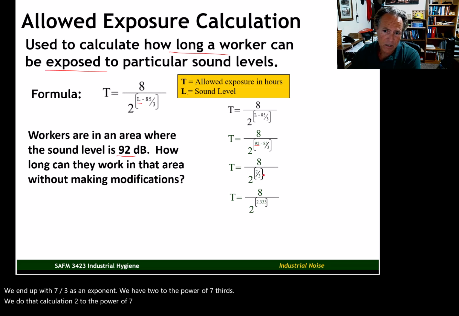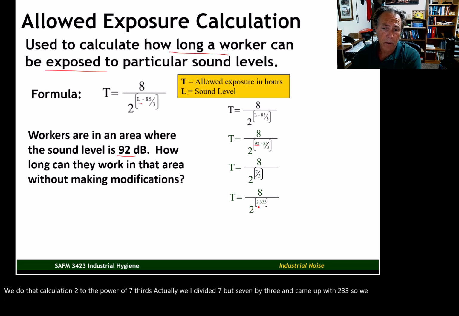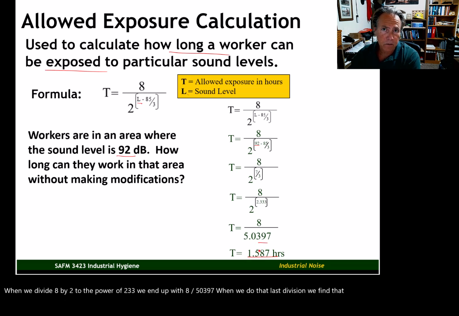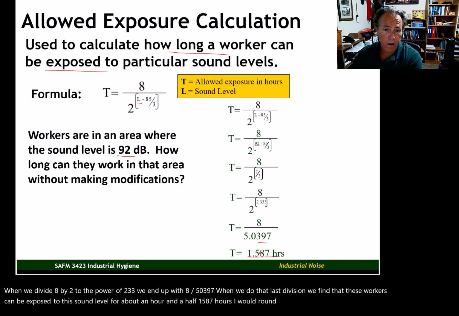Actually, I divided 7 by 3 and came up with 2.33. So we have 2 to the power of 2.333. When we divide 8 by 2 to the power of 2.33, we end up with 8 divided by 5.0397. When we do that last division, we find that these workers can be exposed to this sound level for about an hour and a half, 1.587 hours. I would round that to 1.5 hours.